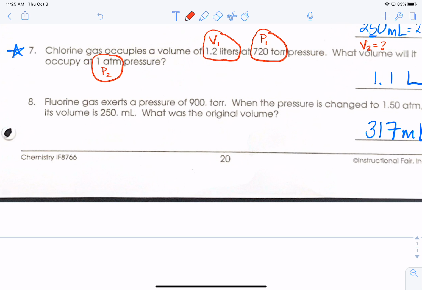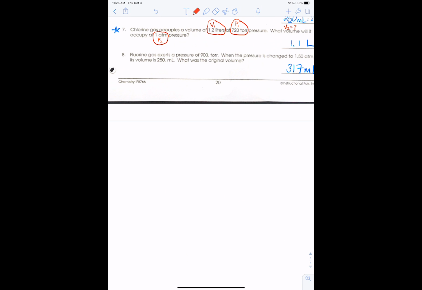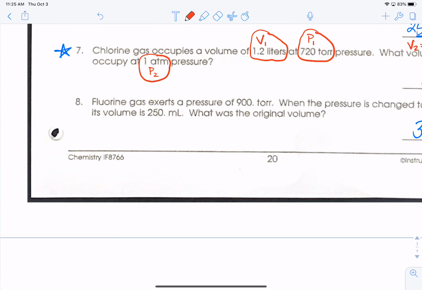I don't know why we have torr and millimeters mercury and they happen to be the same exact number. It's kind of weird to me. I'm not really sure. I couldn't tell you why. But just know that they're the same. So it's probably easier to say 1 ATM is the same thing as 760 torr. So I'm not going to use 1 ATM. Instead, I'm going to use 760 torr. Why? Because this is in torr, this is in torr. Now they'll both cancel.